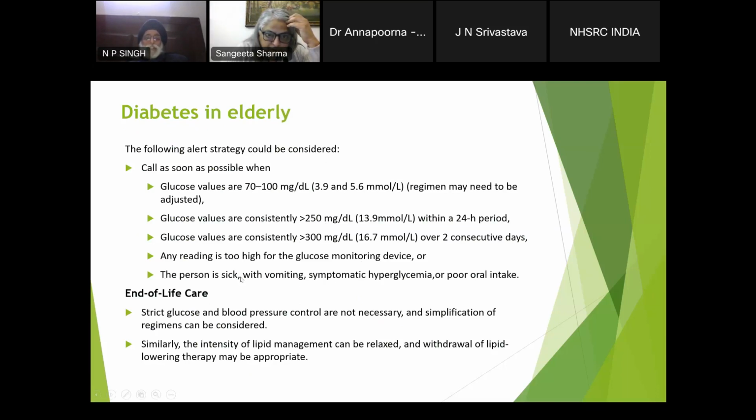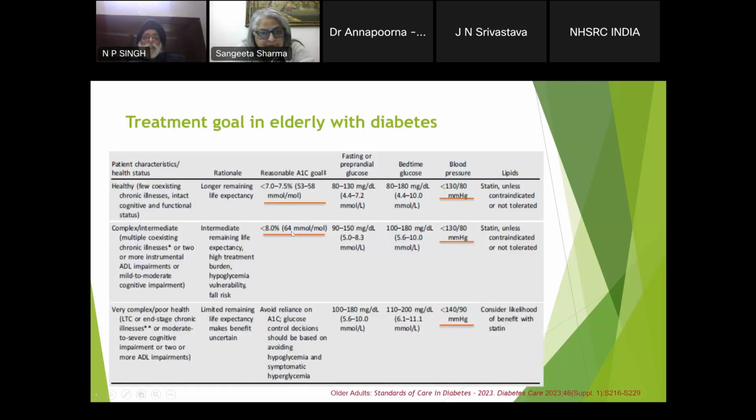But if the person is sick, if the person is vomiting, then we should change our strategy. More important is we have to understand that strict glucose control and blood sugar is not necessarily in end of life care. Don't try to focus on targets in a person who's 80 years of age. Let him enjoy his life. More important is the quality of life managed in such patients. So the treatment goals are different in them.